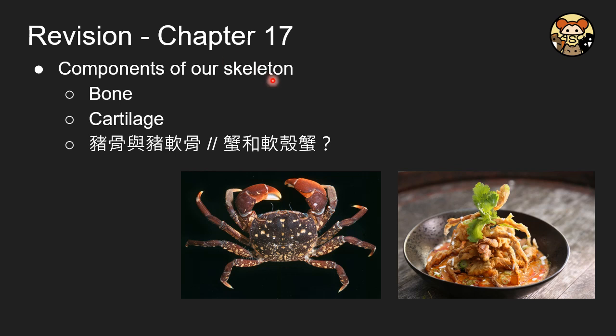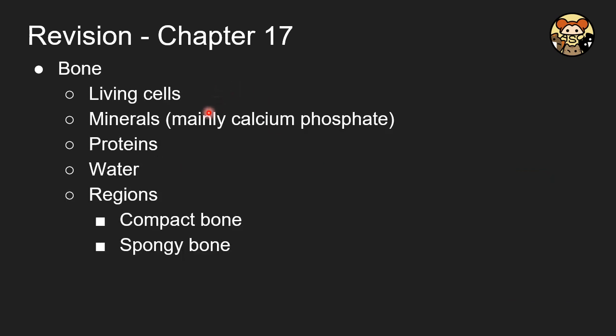In this chapter, we will talk about the skeleton. For the skeleton, there are generally two types. One is called the bones, and the other is called the cartilage. The examples are as shown here: 豬骨 and 豬軟骨, 蟹 and 軟殼蟹, something like that. So bones are living tissue.